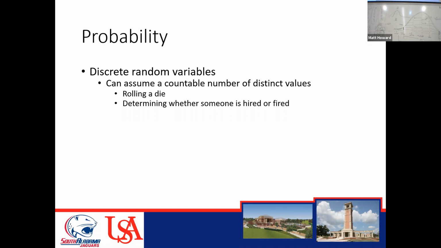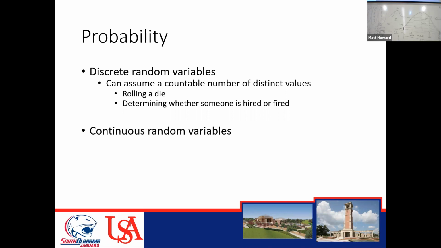One example could be rolling a dice, once again, or it could be something like determining whether someone is hired or, I guess, not hired. In this one, we have a distinct number of countable values, and it would be hired or not hired in this example. There's only two outcomes there. So we could count all the possible outcomes, and therefore it would be a discrete random variable.